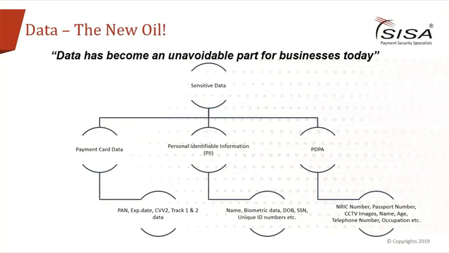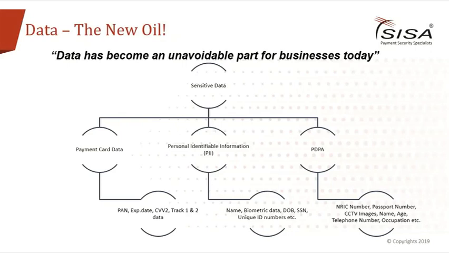That's why, for the very same reason, the local governing bodies that we identified a few slides back are trying to secure all the personal data they have identified. On the same front, from a payment card data perspective, the card number, the expiration date, the CVV2 value, and the track one and track two data are a few data elements which are personal to a card holder. Similarly, when we talk about PII, personally identifiable information, we talk about the name, the biometric data, the date of birth, the social security number, the unique ID numbers, etc.